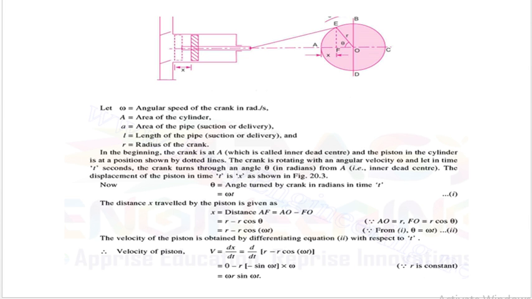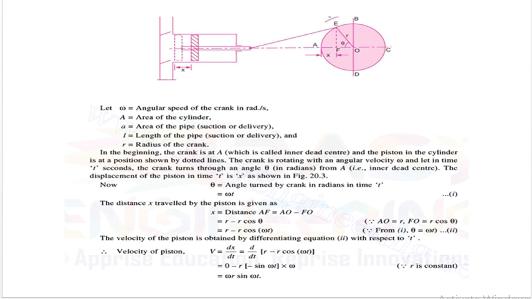AF is the distance which the piston moves when the crank rotates from A to E. X is equal to AO minus FO. We all know AO is equal to the radius of the crank, which is R, and FO is equal to R cos theta. We can write theta as omega t, so x equals R minus R cos omega t. This is x, the distance travelled by the piston in a given time t.